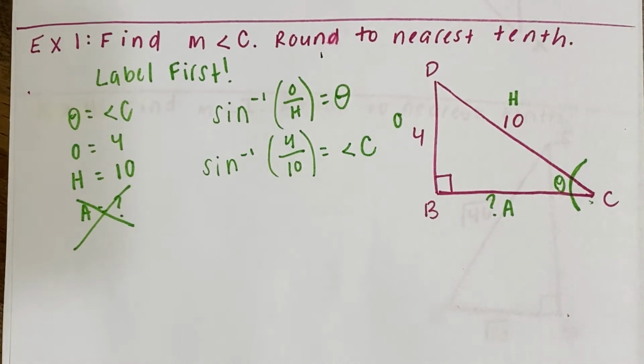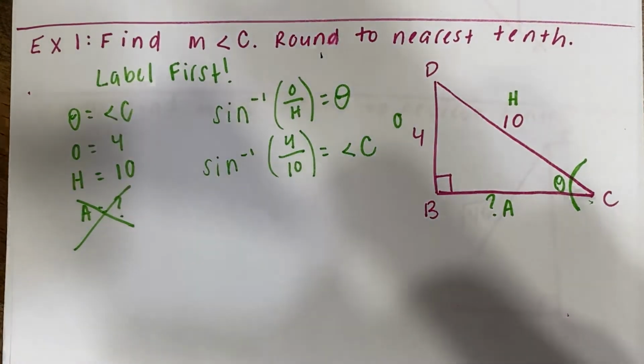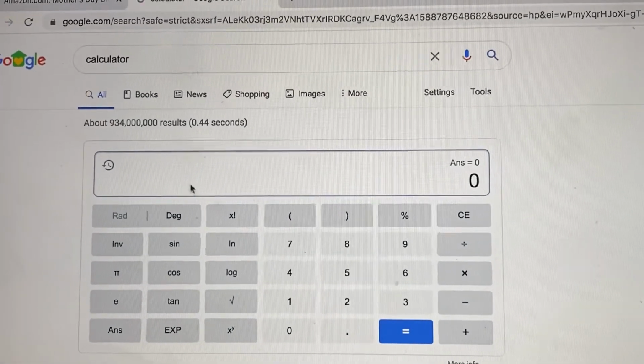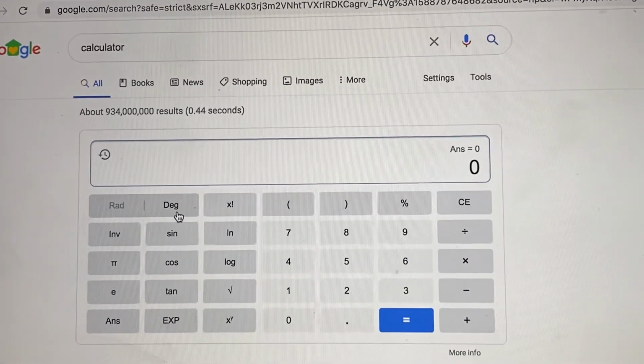Okay, so at this point, you'll have to use your calculator, which if you don't have a graphing calculator at home, that's perfectly fine. Sorry, I'm gonna move the camera here. You can use the Google calculator. Make sure it's again in degree mode.